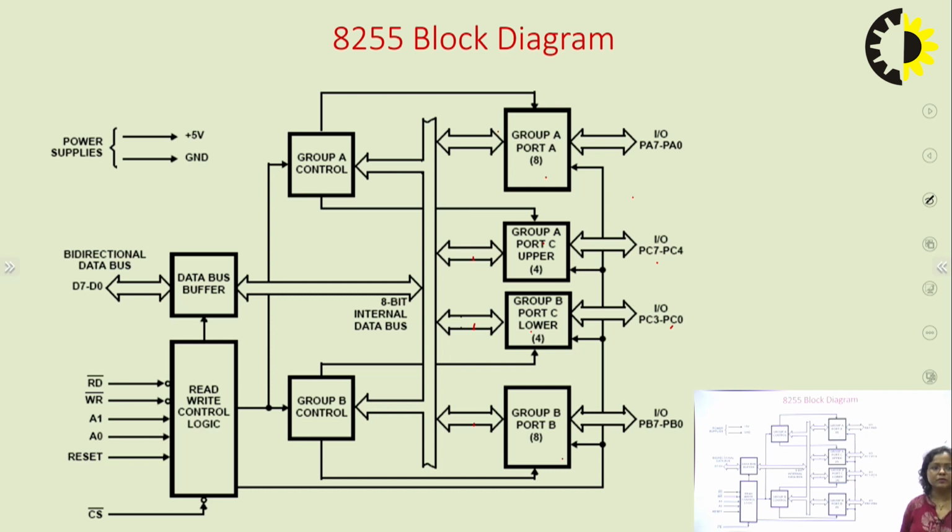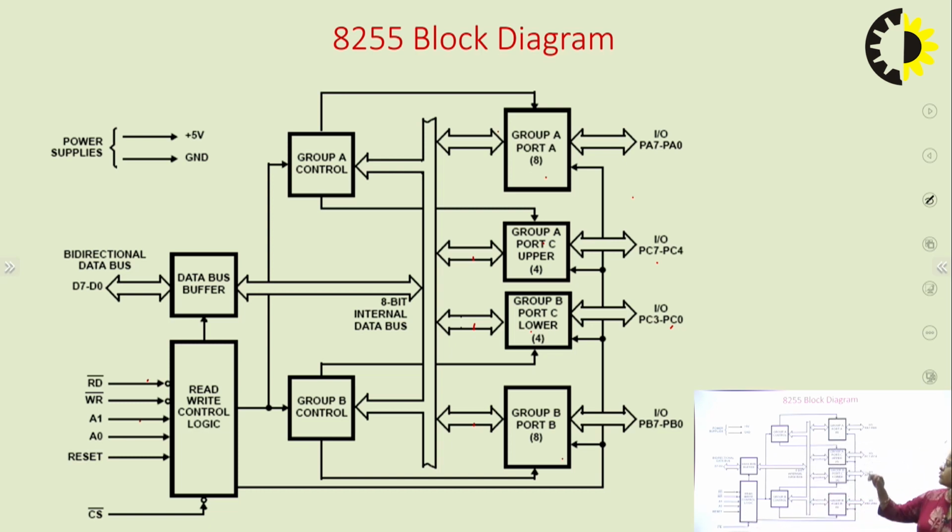These two groups and the system bus are connected through the data bus buffer, which is connected to the bidirectional data bus of the microprocessor. And these two group controls are controlled through the read-write control logic, which consists of read bar, write bar, A1, A0, reset and chip select, that is 6 control signals.